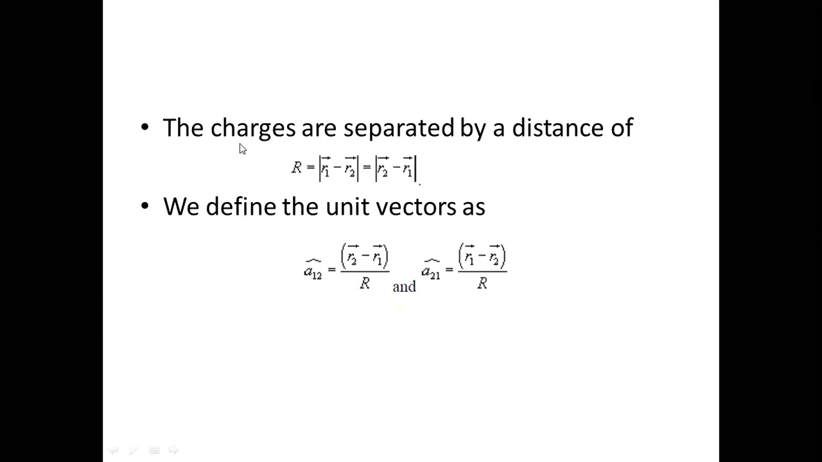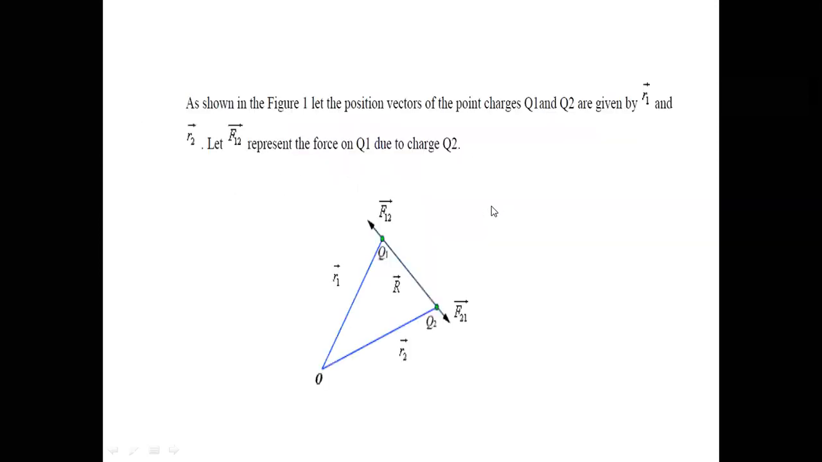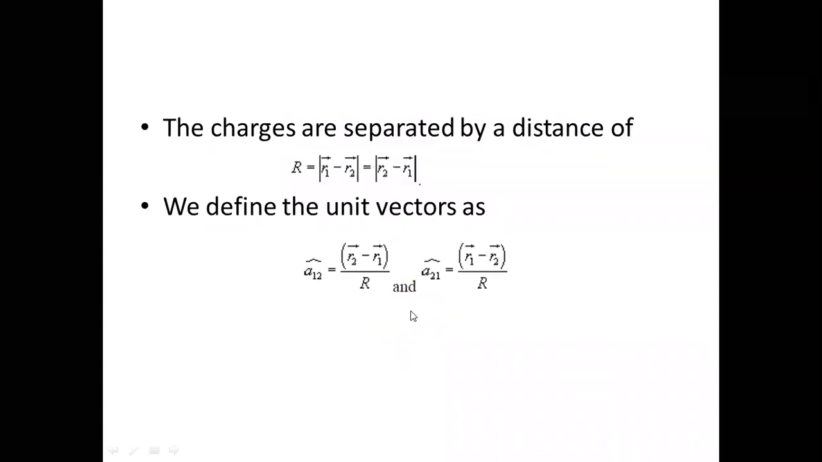Here, just for your information, in some books it is also given in this format, where the charges are separated by the distance R. Both charges Q1 and Q2 are separated by the distance R. Again, this is a distance, so is distance a vector quantity or a scalar quantity?